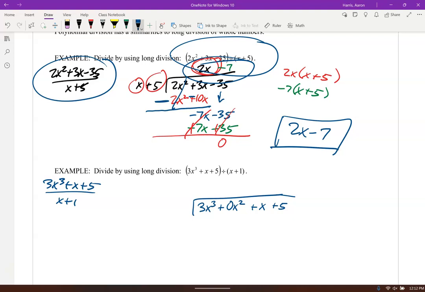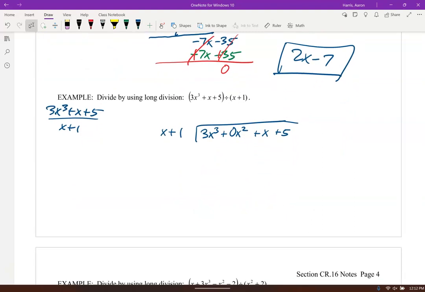Okay? Now we're dividing by x plus 1. So we're trying to match 3x cubed, right? So the question is, what times x gives me 3x cubed? 3x squared, yeah. And if you're not sure, you can always do it backwards. You can go 3x cubed divided by x, and it'll tell you what you need, right? 3x squared it is. Now let's multiply through.